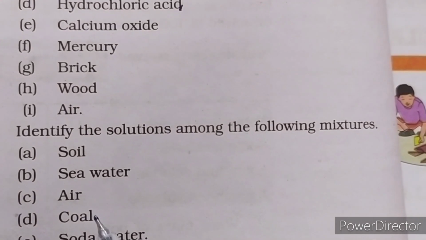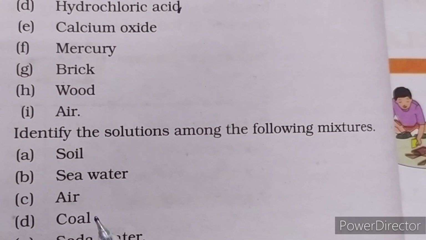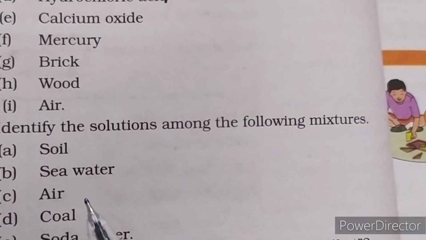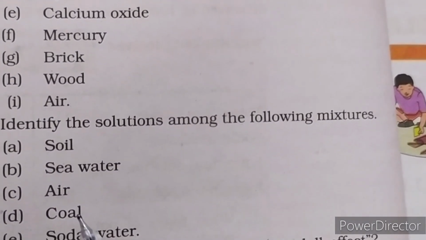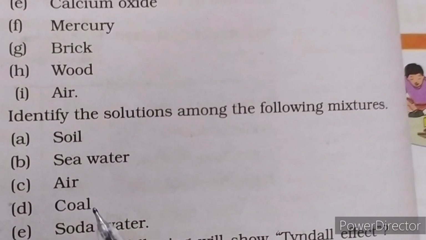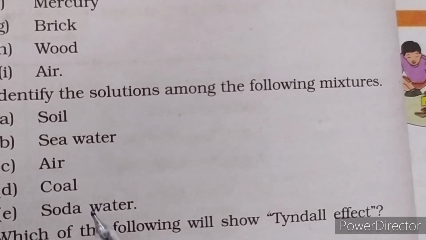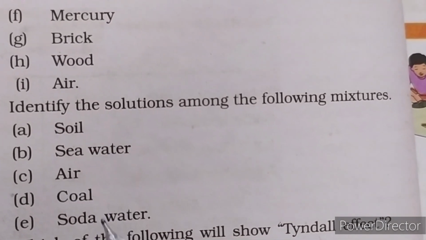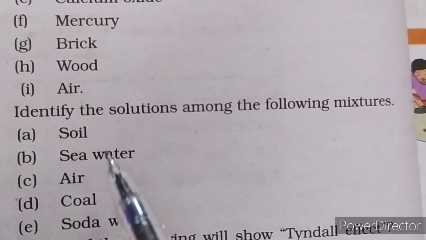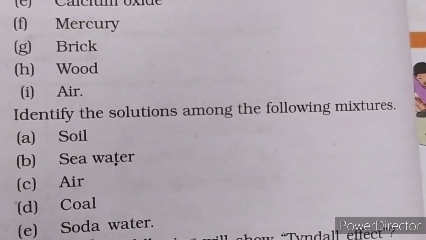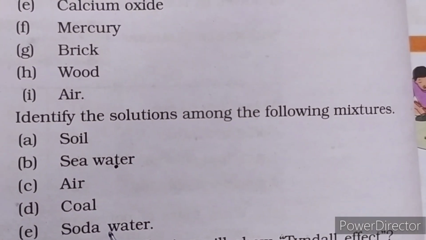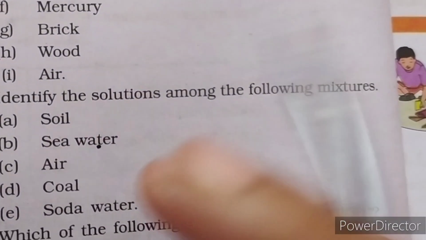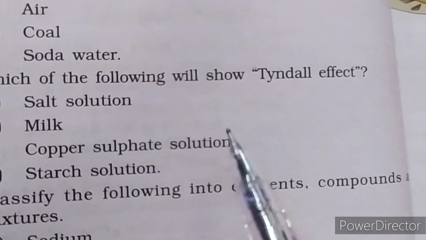Air is a homogeneous mixture of 2 or more substances, so it is homogeneous, but it is not a solution. Soda water is a homogeneous mixture, or you can say it is a solution. So out of these, seawater is a solution, soda water is a solution, and air is a solution. Why? Because all these are homogeneous mixtures and the rest are heterogeneous mixtures.